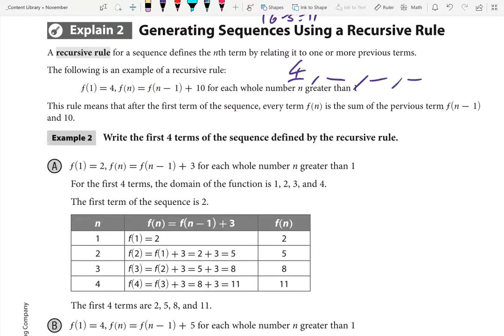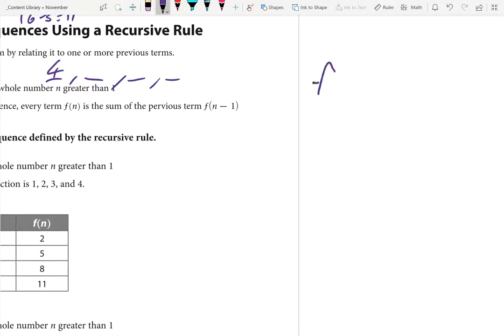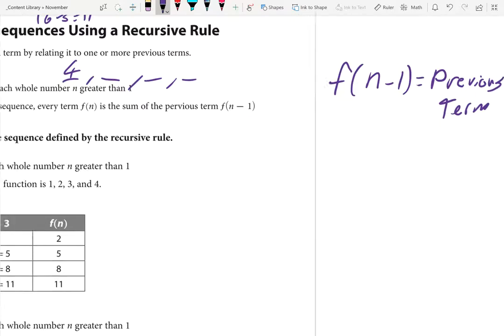So I always cover it up with a PT. PT, okay? Previous term. You are not plugging anything in for n. You're not plugging in anything for f. You're actually just taking this whole thing and putting the previous term in that spot. And you'll see how I do that later on. But I'm going to write it down, something you can make a note of somewhere. F of n minus 1 equals previous term. Okay, previous term, very important.